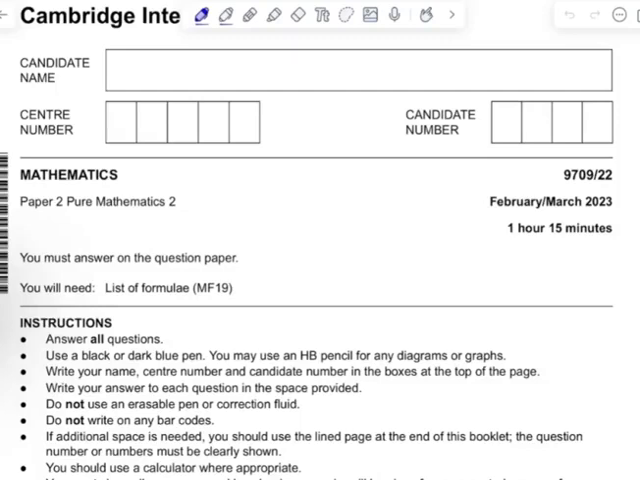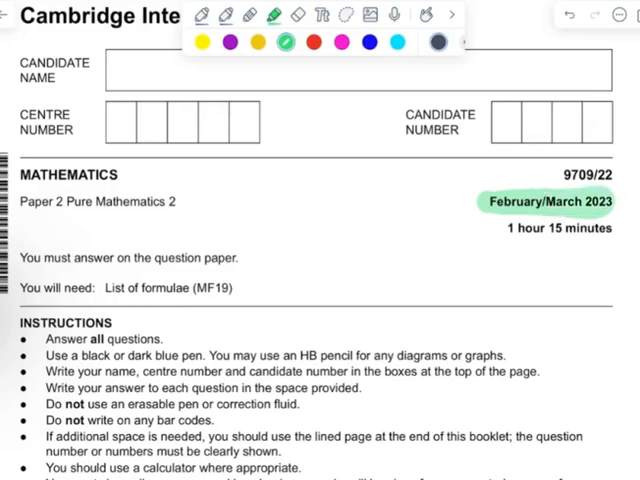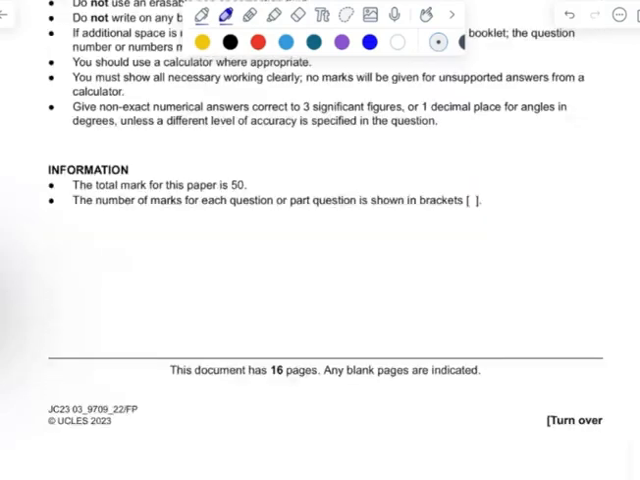Everyone, today I'm going to be doing this Pure Math 2 paper with you. So it is the February-March 2023 paper. The code is 22 and this is just Pure Math 2. Alright, let's dive right into it.